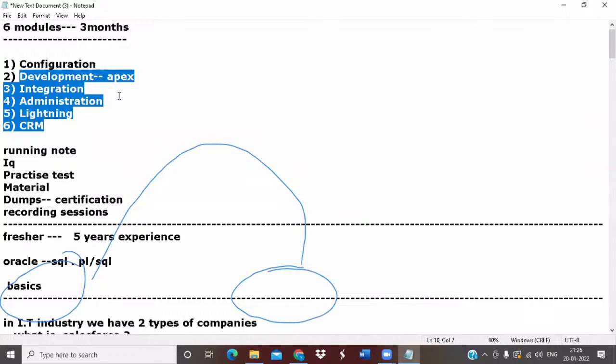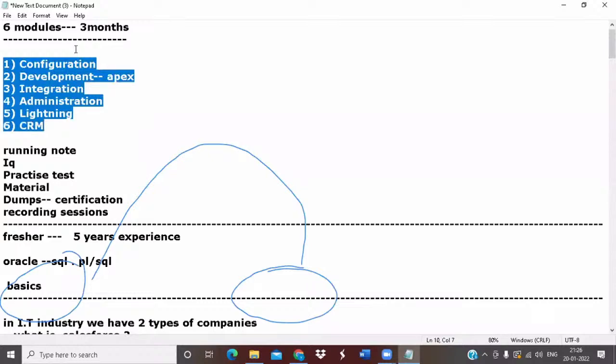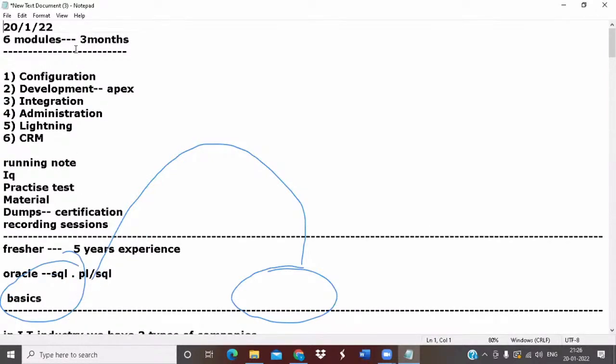Suppose after this course, we need to buy another course like development or integration or administration? No, everything is covered here only. Everything is covered in these 6 steps. I already told you how many modules I'm going to cover in your syllabus.